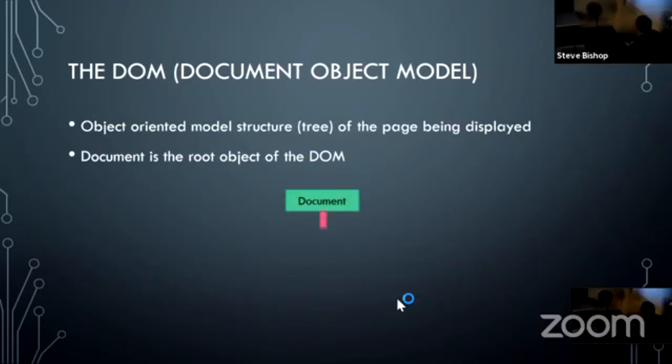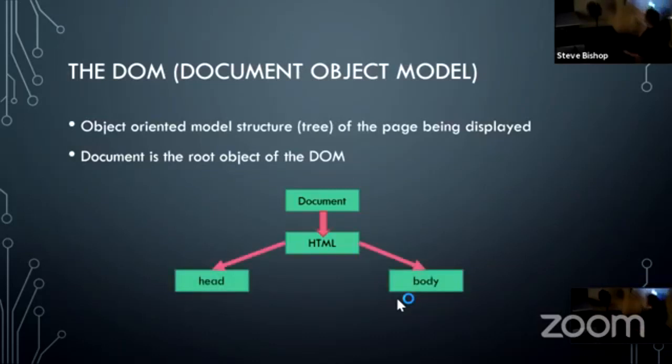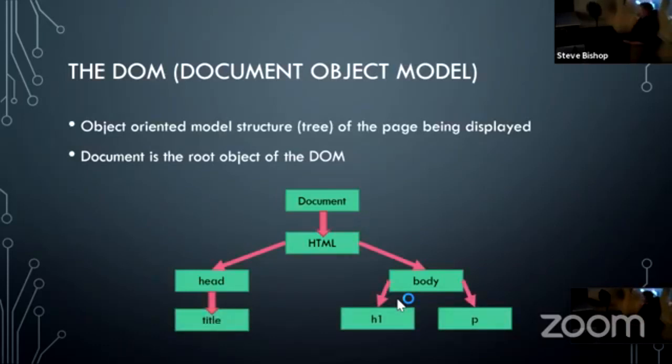So there we have our document. Inside of the document, we have our HTML tags, right? Remember that? We had our document, the doctype HTML. There's our HTML tag. Then we have our head tag and we have our body tag. So here's our head element and our body element. Inside of the head element, we have a title. Inside of the body, we might have a header one and a paragraph. I have a document, I have the HTML tags. Inside of the HTML, I have head and title, and then I have body, H1 and P.